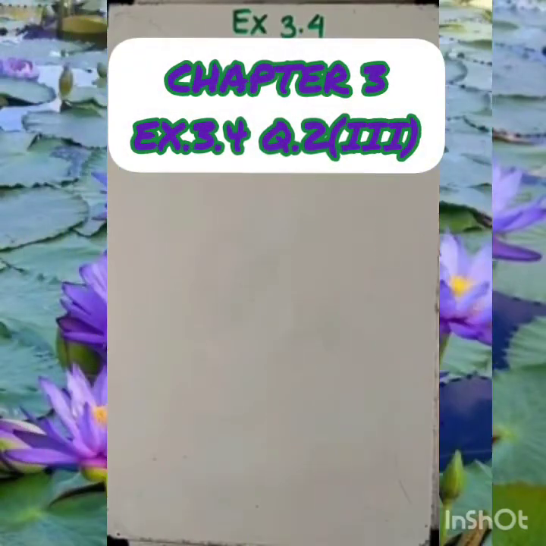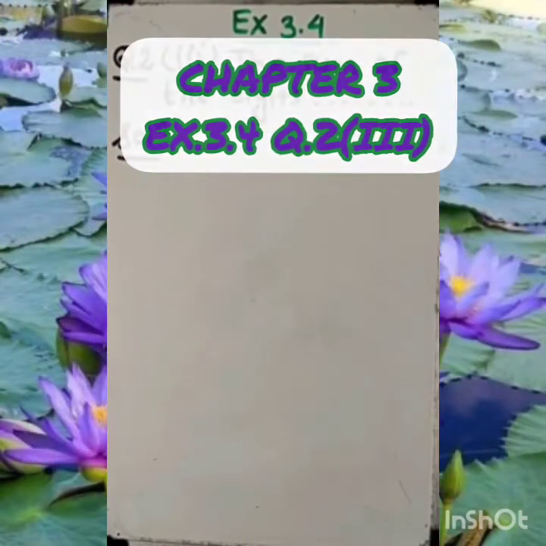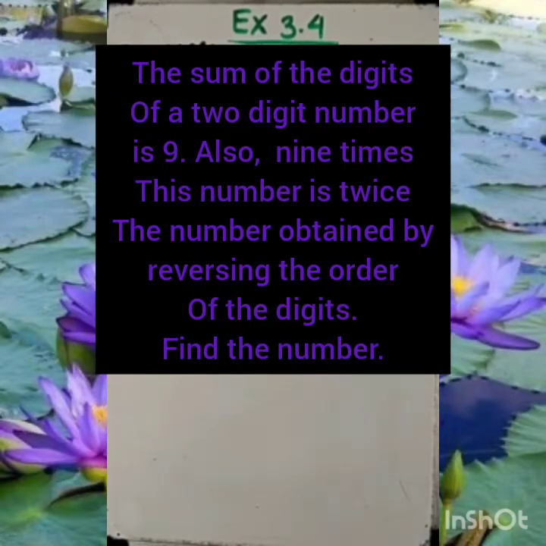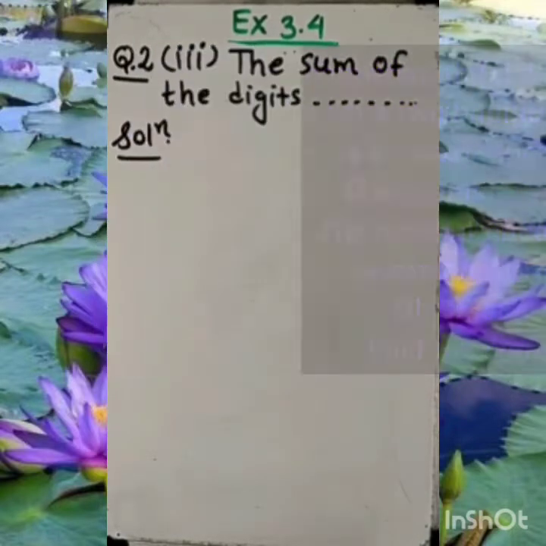Variables. It's the question number 2, third part. I am reading the question for you. The sum of the digits of a two-digit number is 9. Also, 9 times this number is twice the number obtained by reversing the order of the digits. Find the number. This is the question.